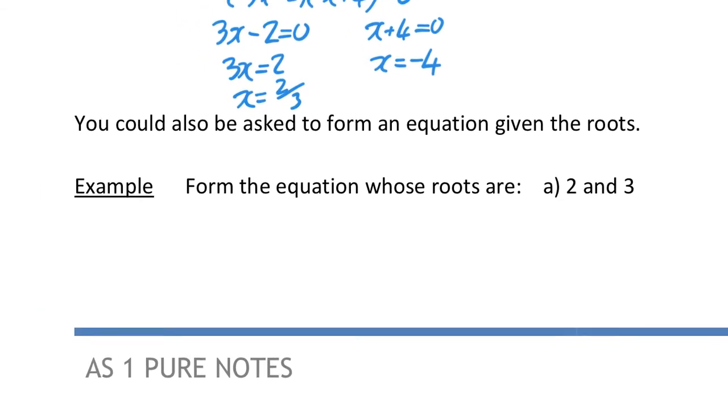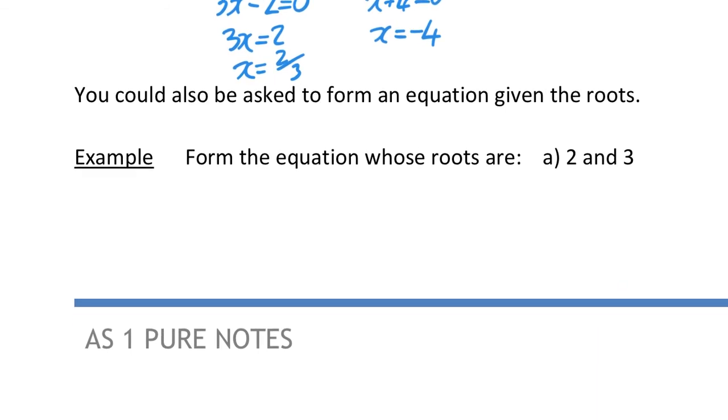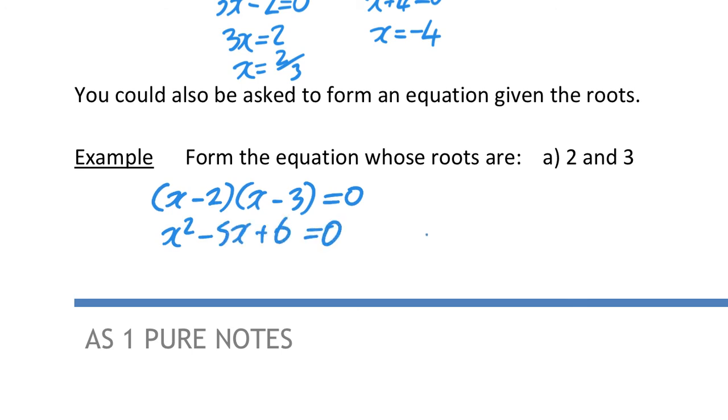Okay, so you could also be asked to form an equation given the roots. So form an equation whose roots are 2 and 3. If an equation has roots which are 2 and 3, that means the factors of that equation are x minus 2 and x minus 3. So put those equal to 0, and then you could just multiply that out to find the actual equation. So it's going to be x squared minus 5x plus 6 equals 0 when you multiply that out.